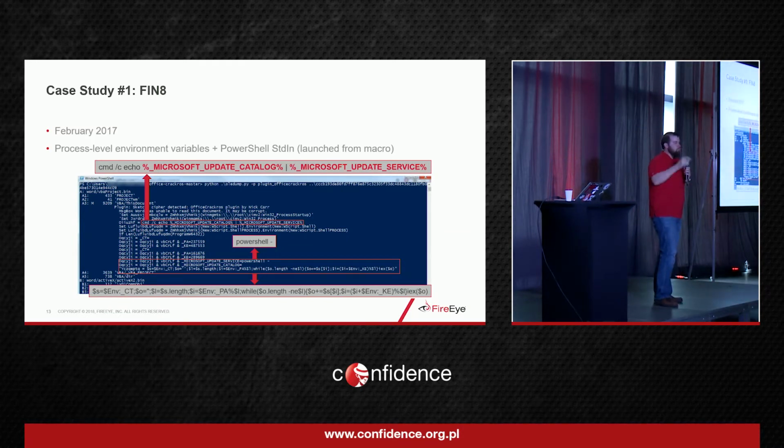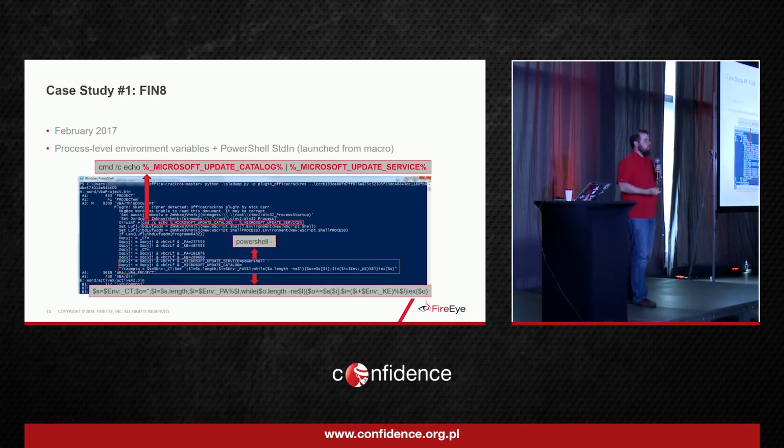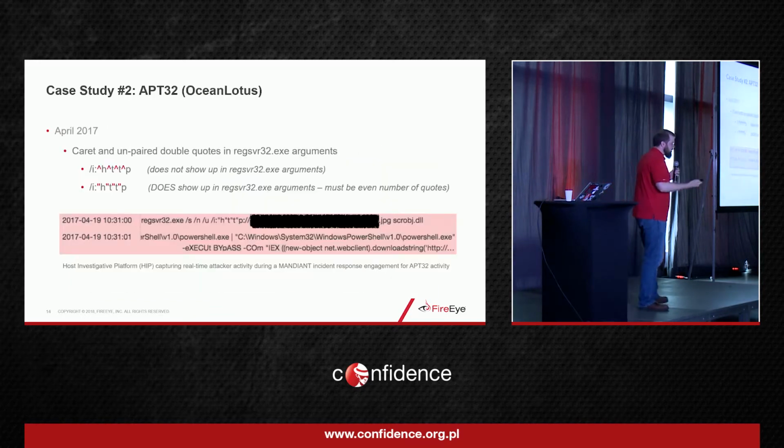So then all you see from Windward is a single child process of cmd /c echo var1 pipe var2. So you have no idea what's actually happening if you just look at the command line argument. It's a really clever way of using process level environment variables, as well as standard input.